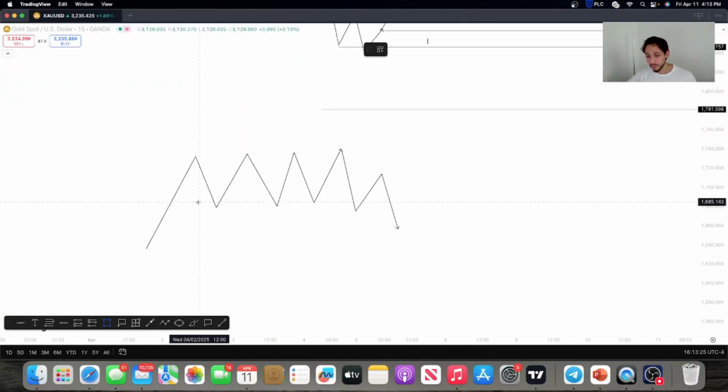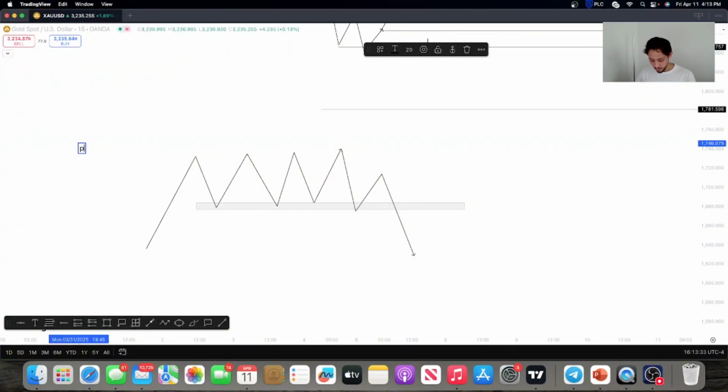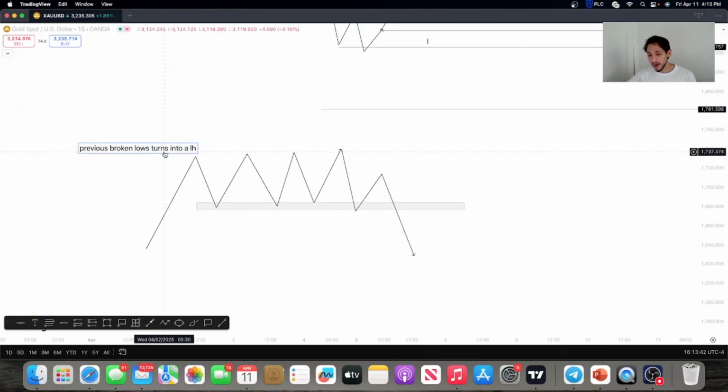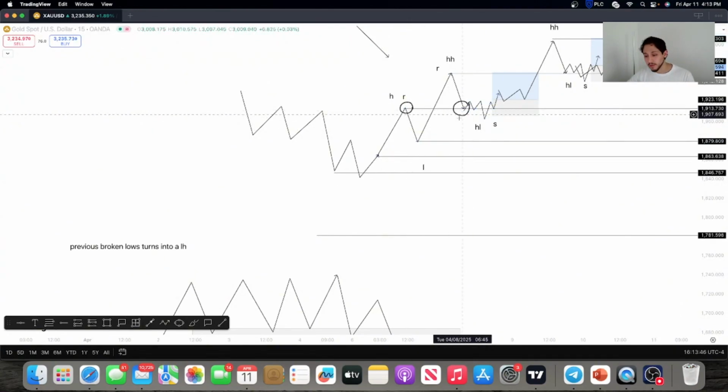What do we have here? We have previous lows, right? Previous lows is always going to turn into a lower high. So we're going to write that down. Previous broken lows turn into a lower high. Lower high is where we want to sell the market. Higher lows is where we want to buy the market, right?